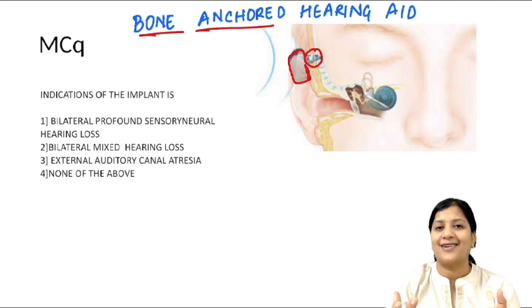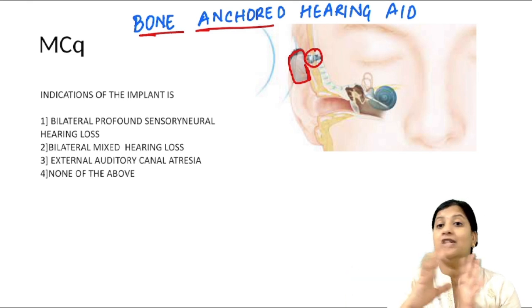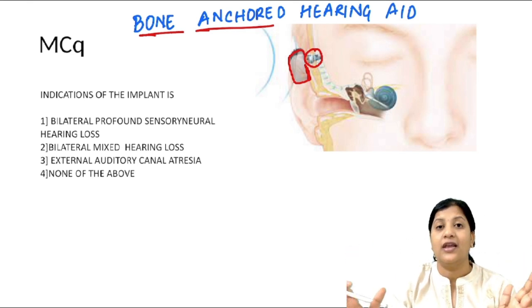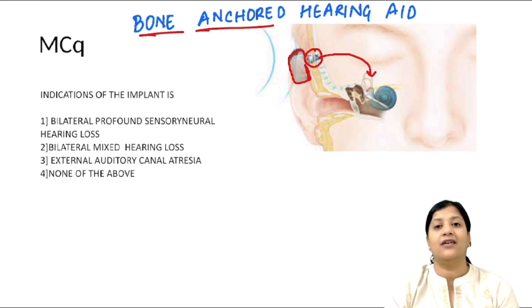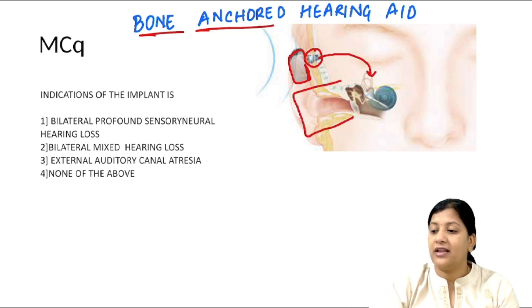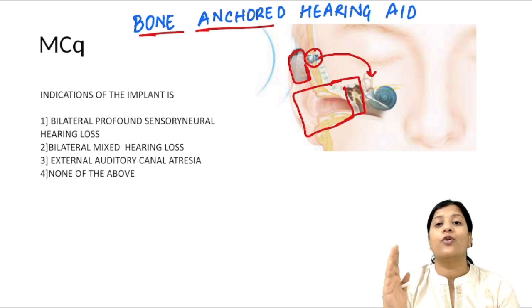We know bone conduction uses only the sensory neural pathway for its conduction. It doesn't use the conductive pathway at all. So with a bone-anchored hearing aid, the sounds will go directly to the inner ear. They will not travel through your external ear and your middle ear.